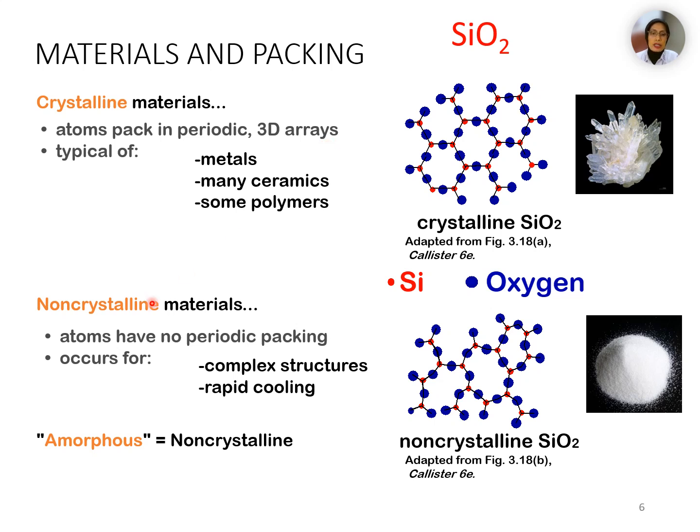And the second is non-crystalline materials, or we also call them amorphous materials. Amorphous materials don't have any periodic packing, so they are randomly ordered. Usually it occurs for complex structures, rapid cooling, or in polymers. For example, for silicon dioxide or silica, if it is crystalline, the atoms are structured in an ordered manner like this. The blue dots here are the oxygen, and the red ones are the silicon.